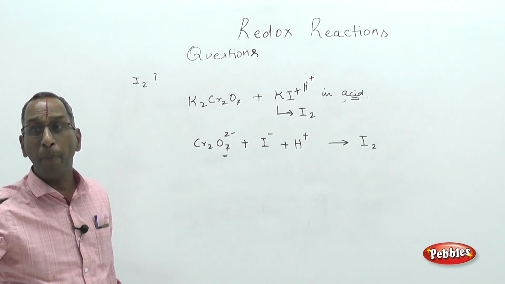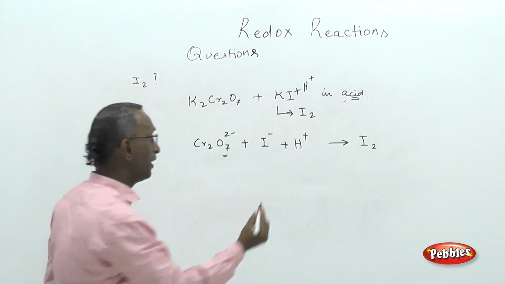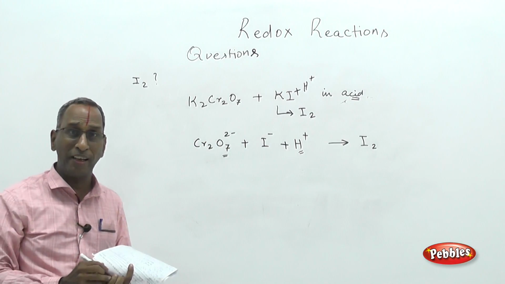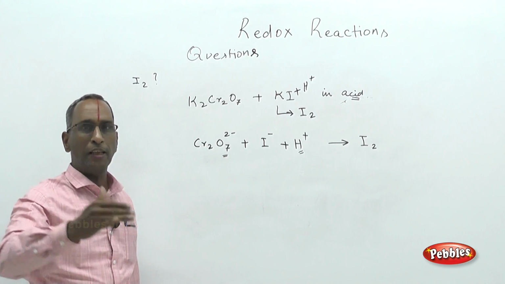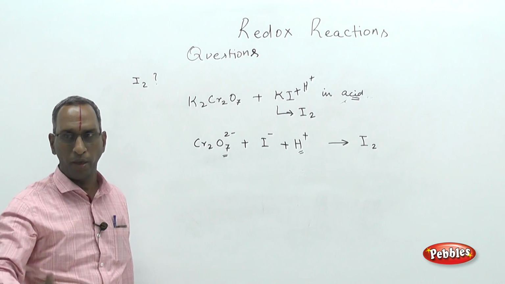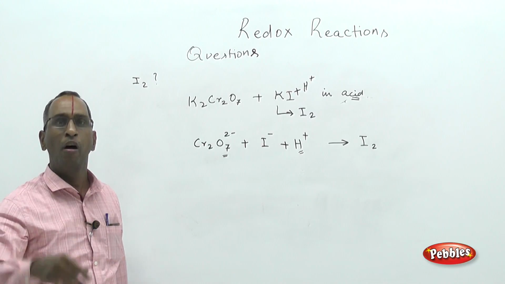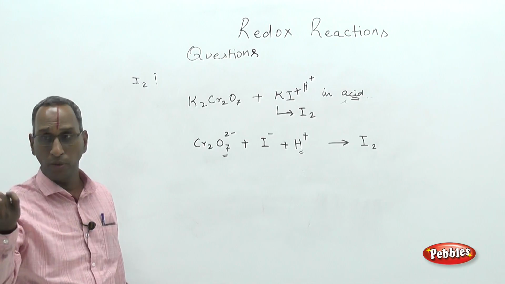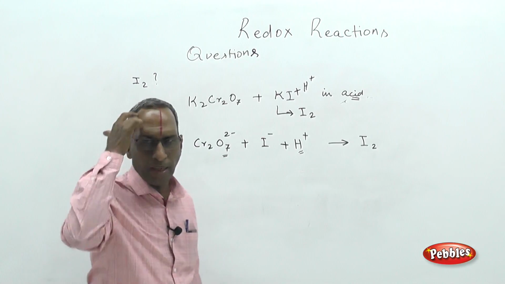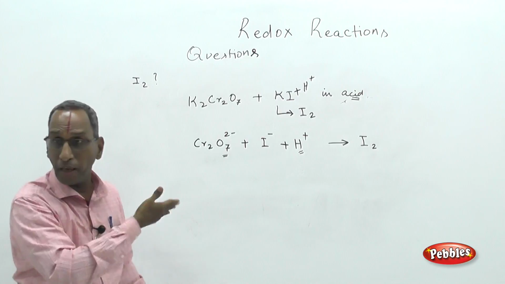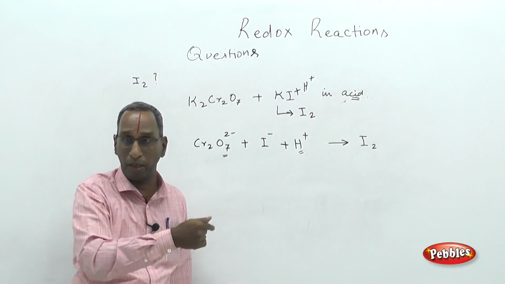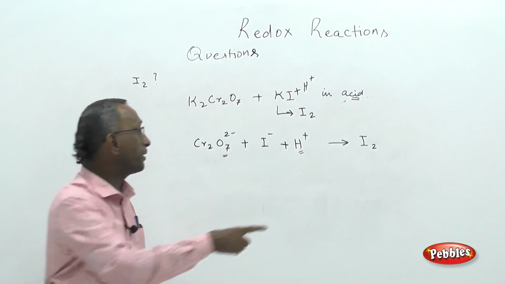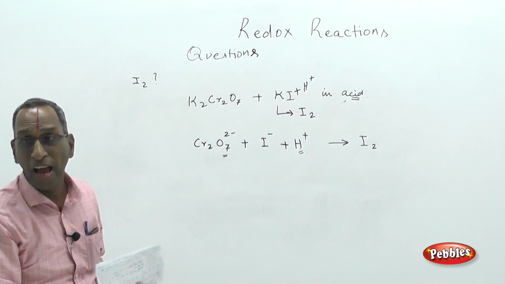Oxygen will appear in the form of water because H plus is there. There is a rule that you adjust for oxygen and hydrogen on the product side in terms of water or hydroxyl ion. In acid medium, we use water. Hydroxyl ion we cannot put here. A question may arise: why not hydroxyl ion? Hydroxyl ion is a base, and here it is specifically mentioned as acid medium.